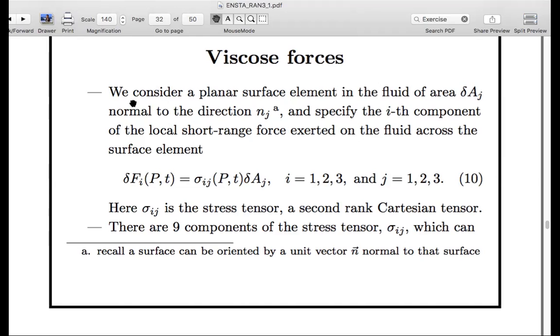Okay, so let's consider a planar surface element, a small bit of surface that's a plane. It could be tangent to a more complicated surface, of area delta A with a subscript J, so it's a vector. I'm thinking of this as a vector quantity, the vector being pointed in the direction normal to the surface. The normal I've written explicitly here is NJ. So NJ is a vector with unit norm, in other words, it has length 1.